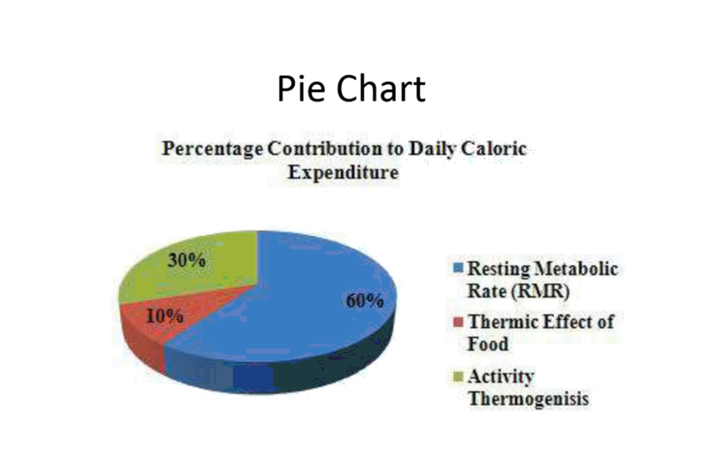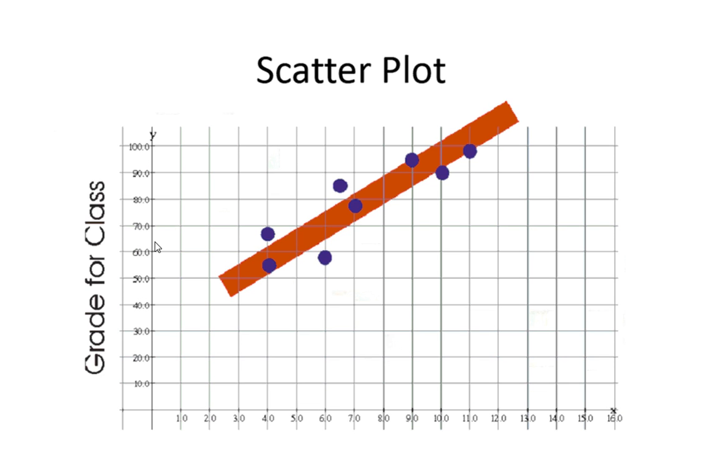Pie charts are used to compare a part with the whole. So the percentage contribution of daily caloric expenditure. 30% of that is active thermogenesis. Don't care that you know what that is right now. Well, we can compare that 30% to the rest of the 70%, what it's doing in daily caloric expenditure.